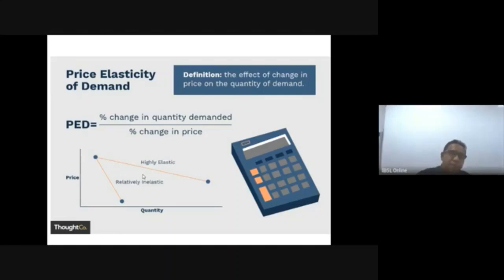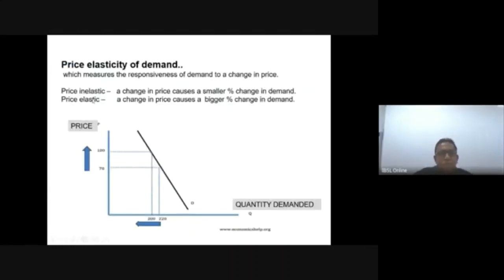This concept is used by organizations to manage pricing. If the product they are selling is an elastic type product, they reduce or increase the price and manage it to get the highest revenue. Now let's see this example. Price elasticity of demand measures the responsiveness of demand to a change in price. Price inelastic means a change in price causes a smaller percentage change in demand. Price elastic means a change in price causes a bigger change in demand.